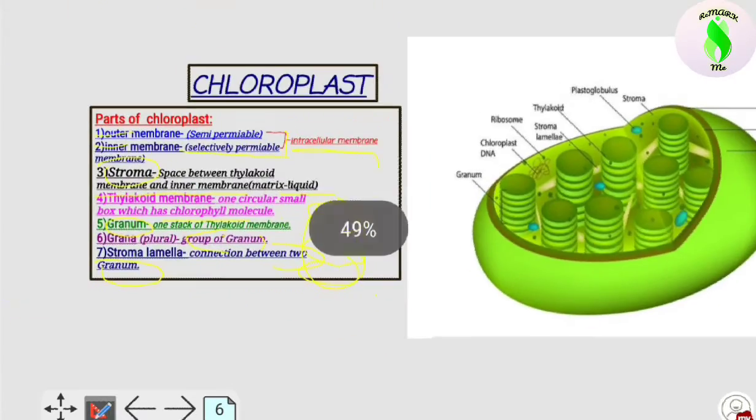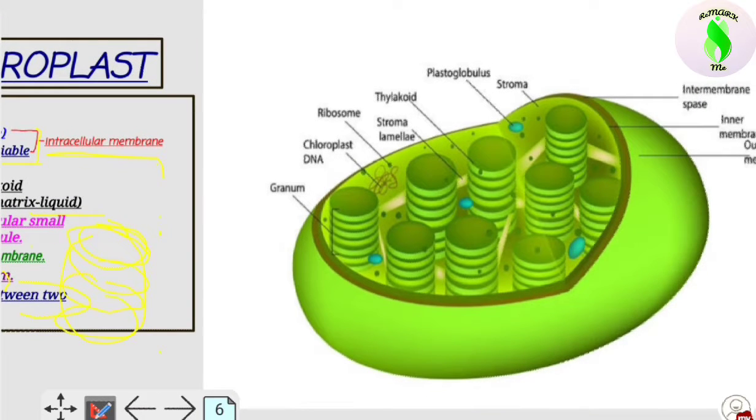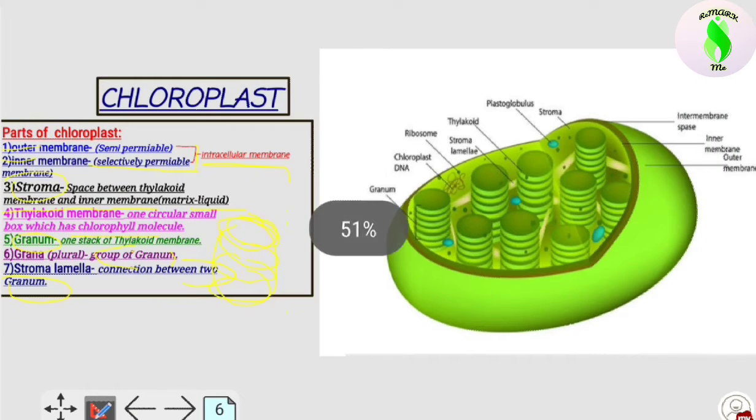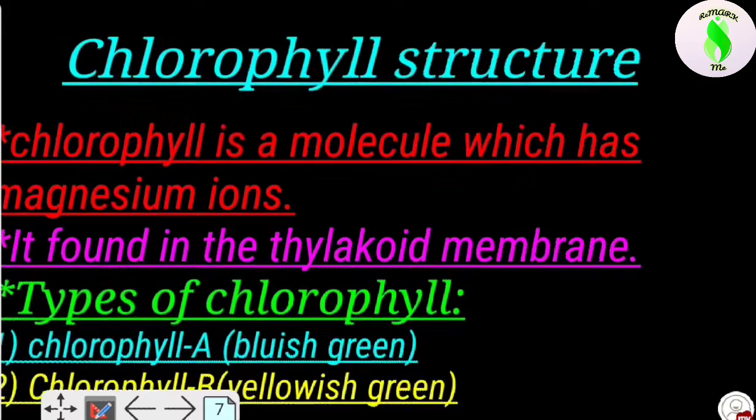This structure is also referring to the chloroplast. There is the intermembrane space, inner membrane, outer membrane, stroma, thylakoid membrane, stroma lamella. Everything is referring to the chloroplast. Now come to the other point about the chloroplast. Now let us understand the chlorophyll that is found inside the thylakoid membrane of the chloroplast.